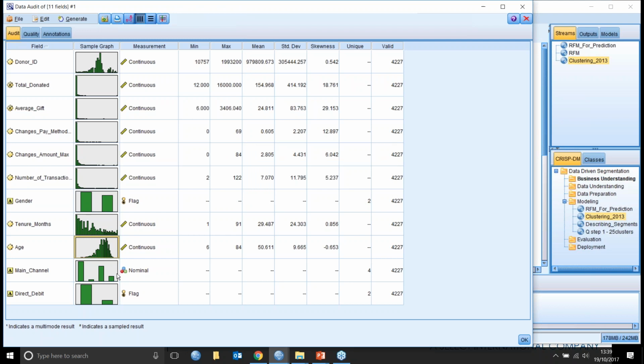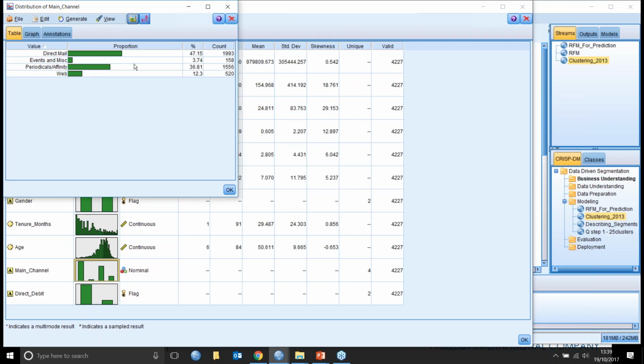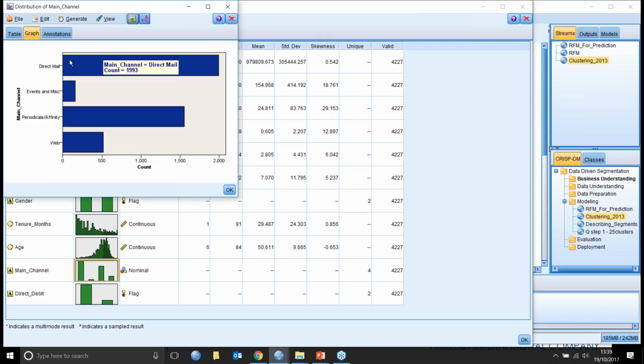And then we've got a very important field here, which is their main channel. The main channel is direct mail, or through periodicals or affinity channels, so other websites, other charities that point them in that direction.